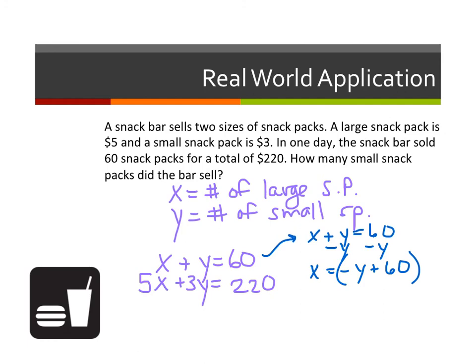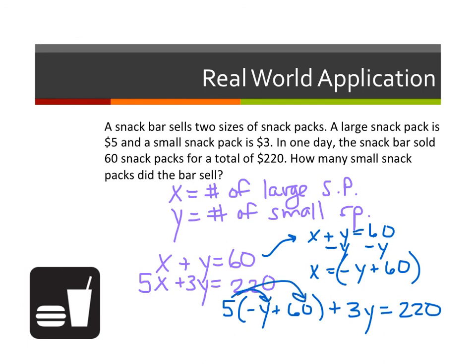Now, why did I choose to solve for x instead of for y? Well, look what happens when I plug it in. I'm taking my second equation, and we're saying if x equals negative y plus 60, which it does, because x plus y equals 60, then I can substitute negative y plus 60 in here for x. My equation now only has a y in it, and that's actually what they wanted me to find: y, the number of small snack packs they sold, which is what we made y represent. So let's combine like terms.